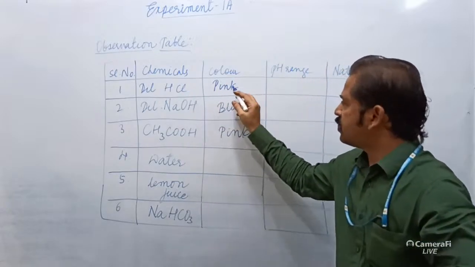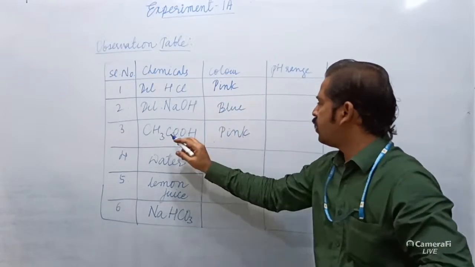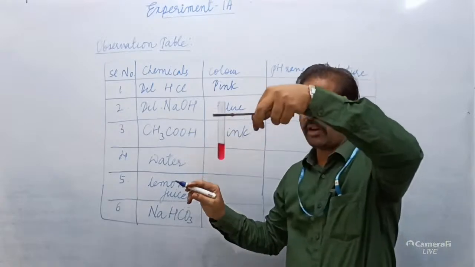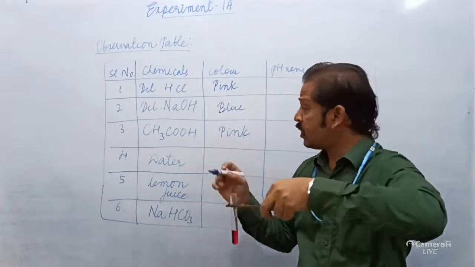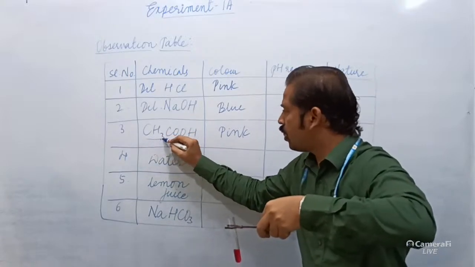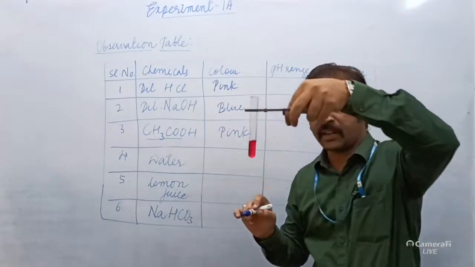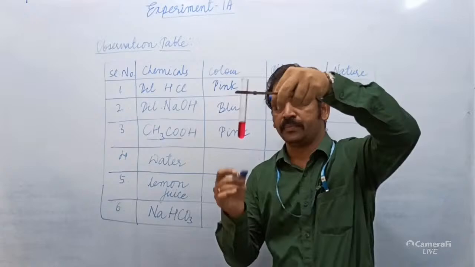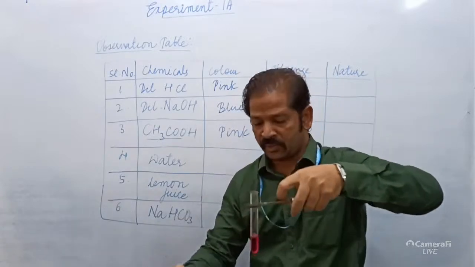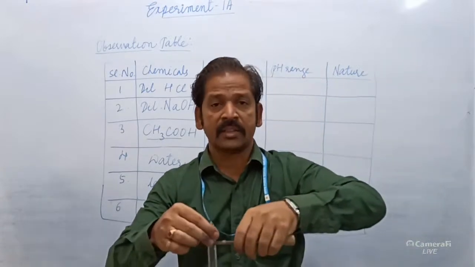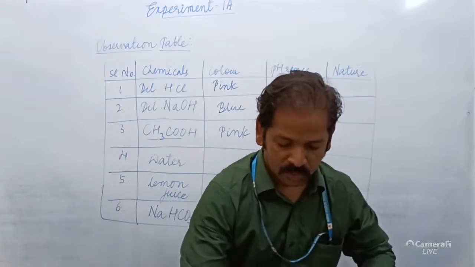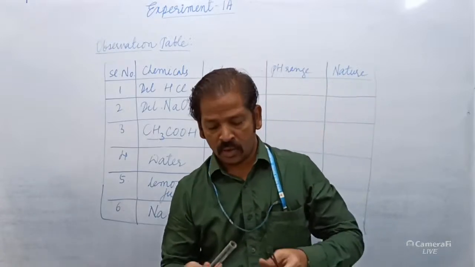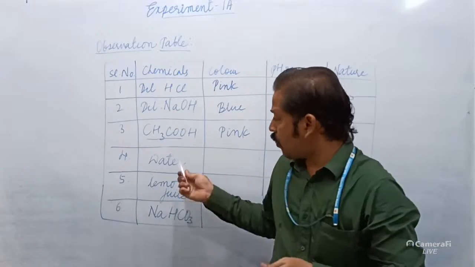Yes, the latest is the pink color, the other is the blue color, and it is actually concentrated HCl that I have taken. Here also it is concentrated HCl. Actually, it is acetic acid. Its color is pinkish. So we'll keep it as the third chemical in this test tube stand. The fourth chemical is water.